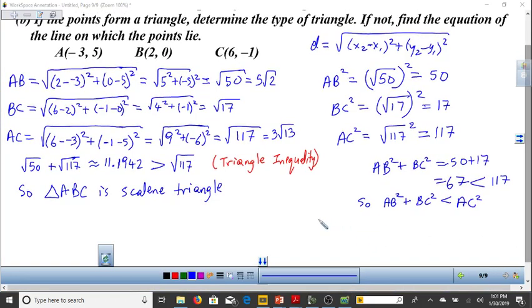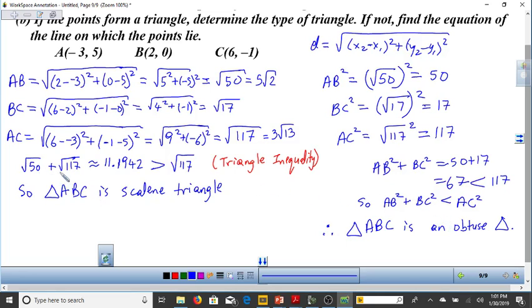So we say, therefore, triangle ABC is an obtuse triangle. So one more time. This over here tells us whether we have a triangle or not. And this over here tells us what type of triangle, if it's obtuse, acute, or right.